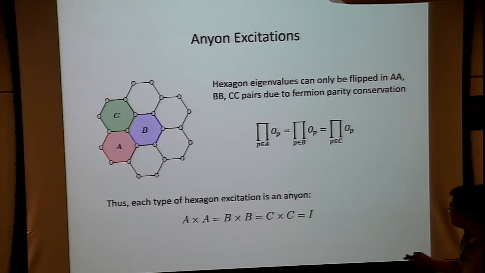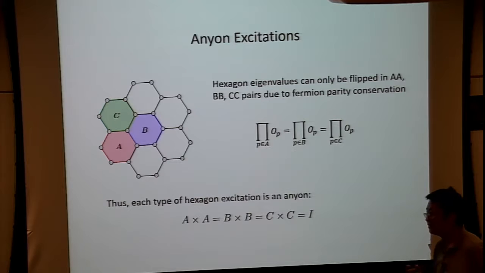So which part? I'm dividing it this way so that the product of all the hexagon operators associated with each color covers the entire lattice. So this is A, and this is another A hexagon, this is yet another A hexagon. So if I take all the hexagon operators, I just get the product of all my fermion operators in the entire system.